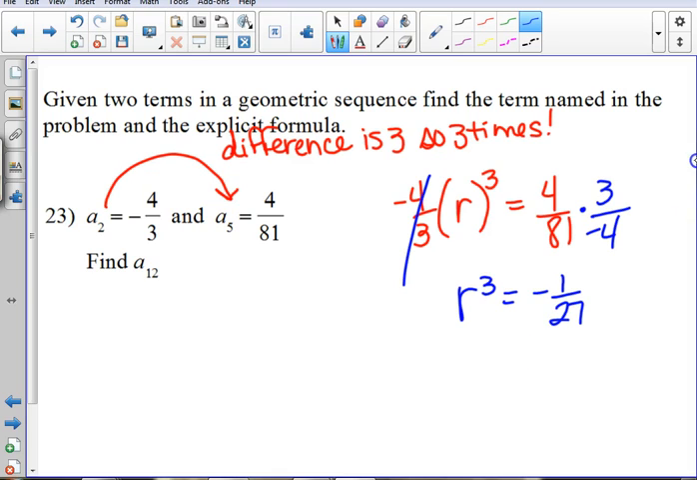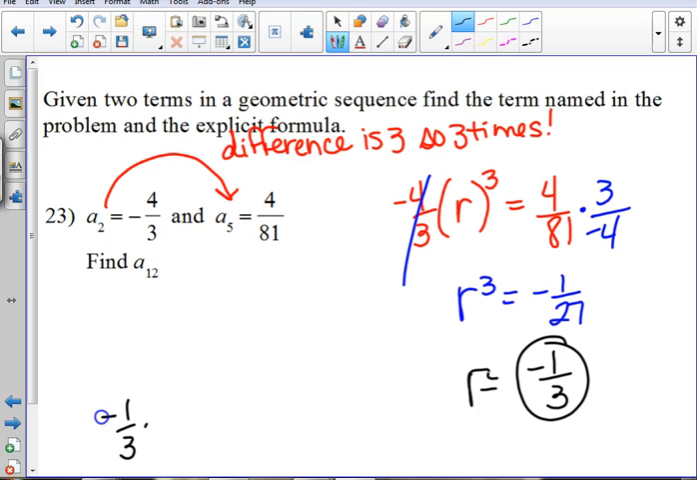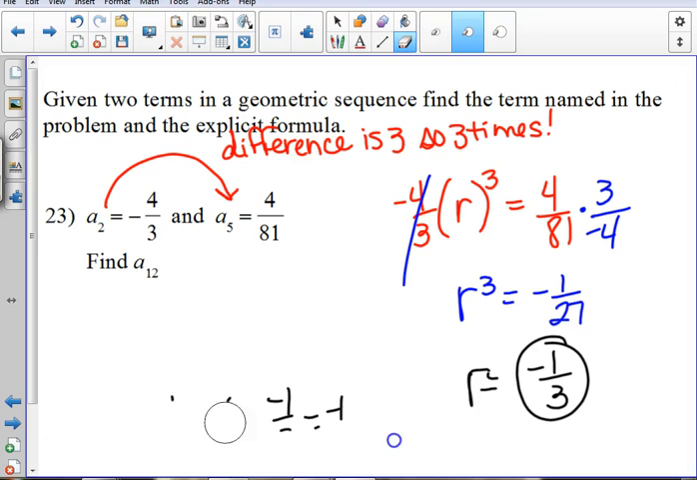All right. If you want an exact answer, you could cube root the top and bottom. Can you cube root a negative? Cube root, yes. Can't square root, but you can cube root. It should be, anybody? Negative 1/3. Because if you multiplied negative 1/3 times negative 1/3, you'd get positive 1/9. But when you multiplied it by negative 1/3 again, you'd get negative 1/27. Just making sure that makes sense to everybody. Okay.